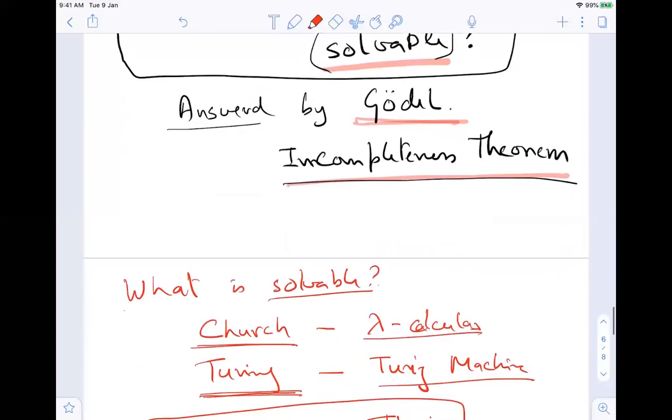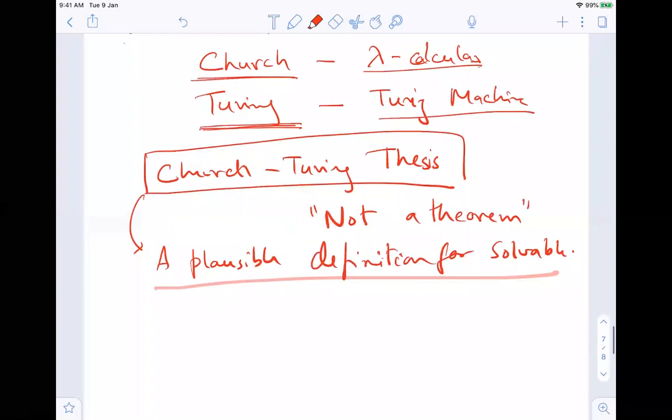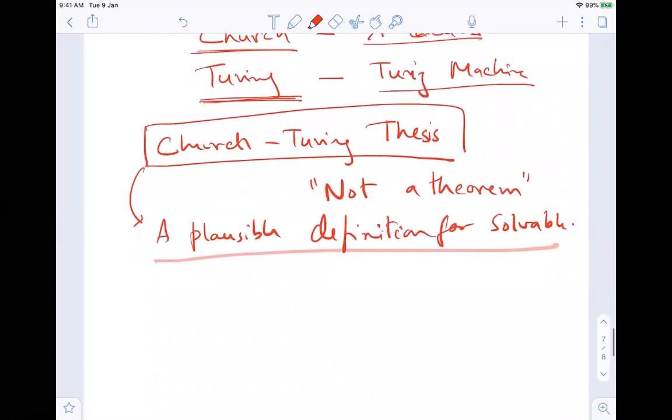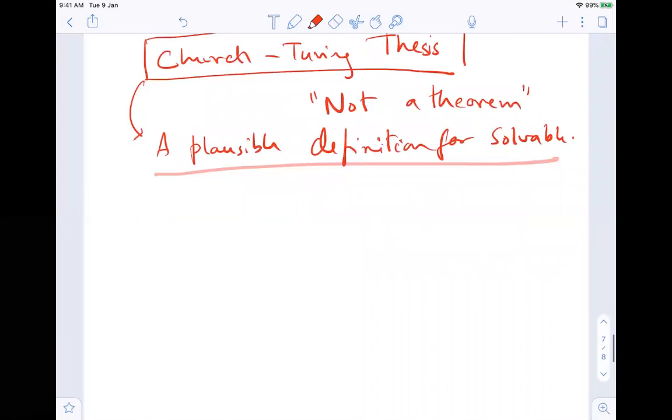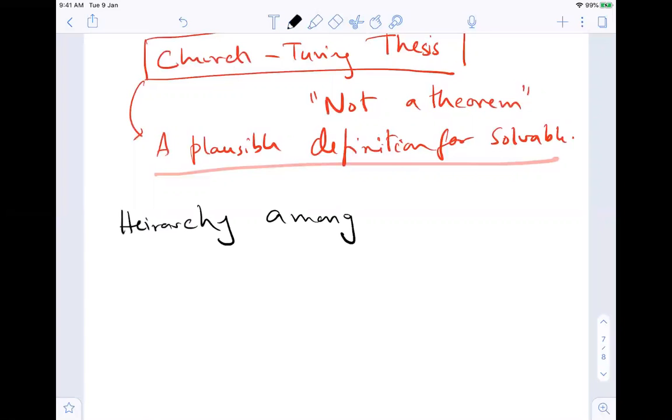Now, this one was the concept of the definition of solvable. After this, for nearly 30 years somehow, and this is something I don't understand very well, people were more interested in hierarchy among non-solvable problems.